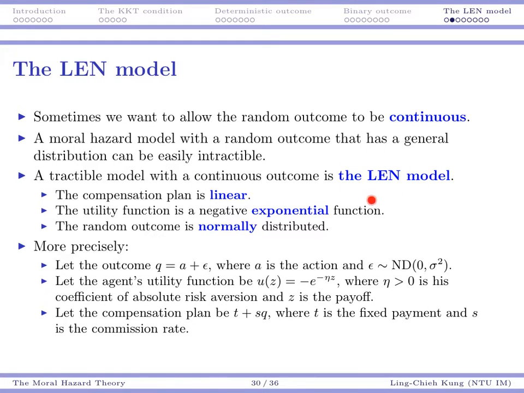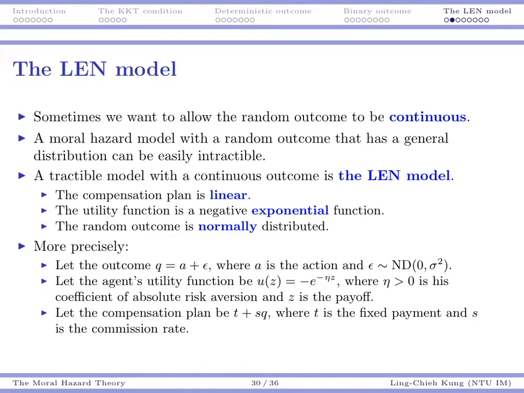In the LEN model, there are three components. First, the random outcome will be assumed to be following a normal distribution. And then, the utility function must also have a special format. In general, it's concave, but here we need to set it to be negative exponential. And finally, the compensation plan cannot be too weird. The compensation plan must be linear.